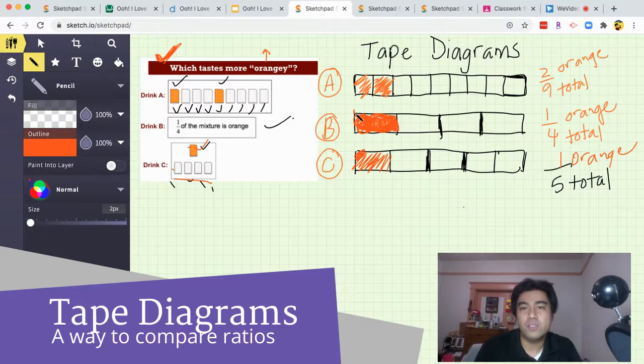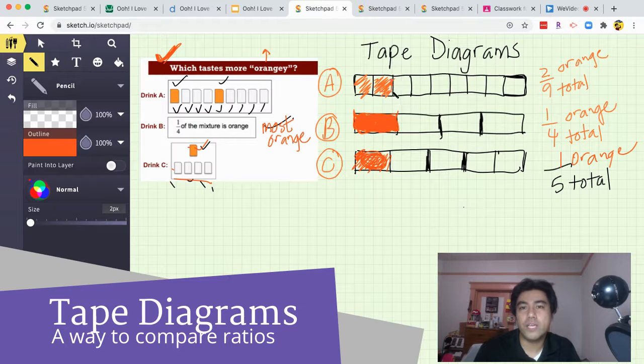Okay, now you can see right here that drink B goes from here all the way to here in terms of orange flavor. And so this orange part is bigger than A, and it's bigger than C. So this one is going to taste more orangey because this part is a bigger piece of orange. So B is the most orangey drink. This one's going to taste more like orange.